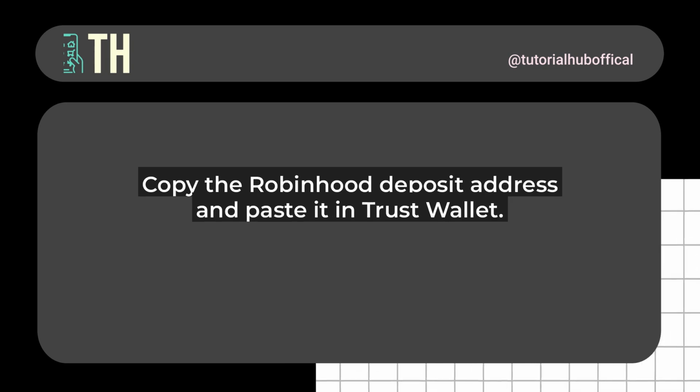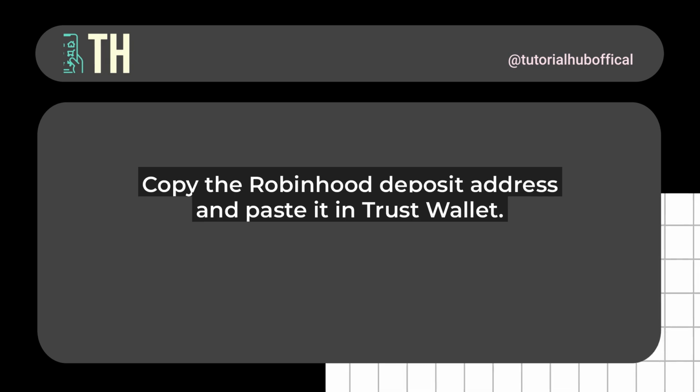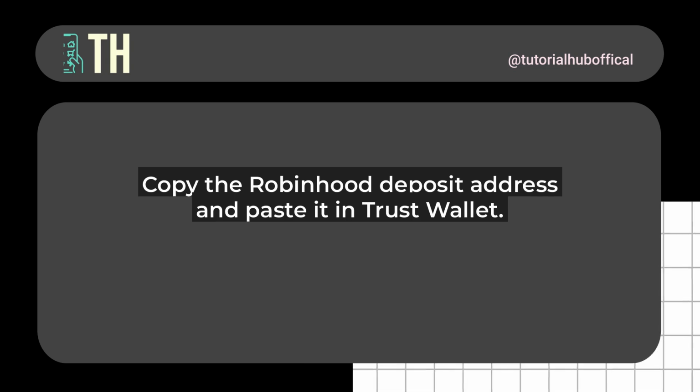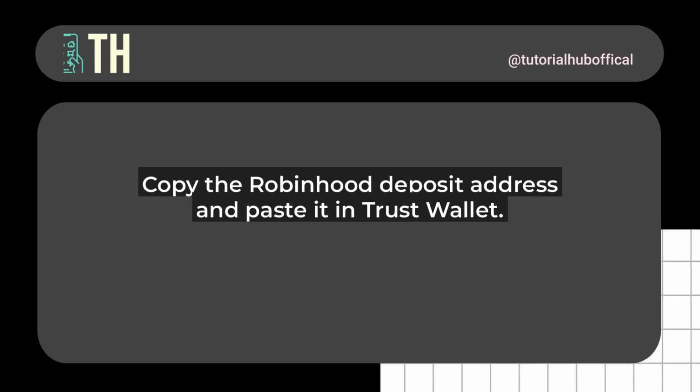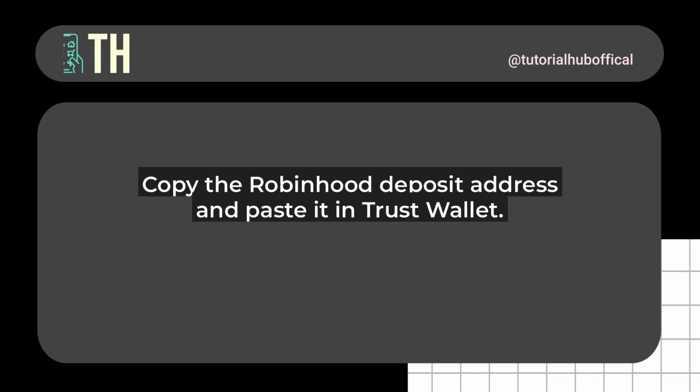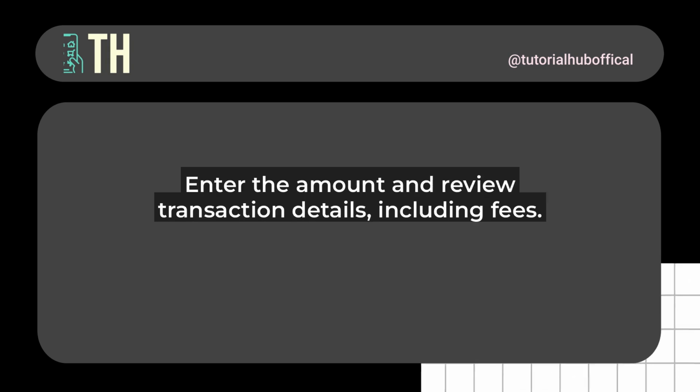Now, head over to your Robinhood app. Go to the Deposit or Transfer section. It's usually under the Accounts or Crypto tab. Robinhood will provide you with a unique deposit address for Chainlink. Copy that address carefully.